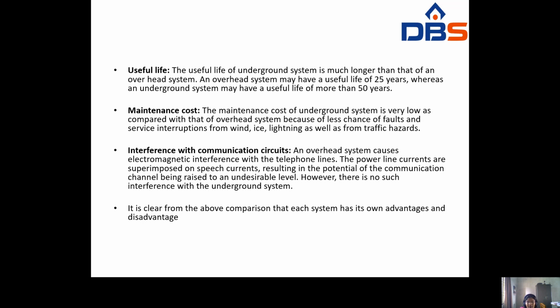So whenever there is interference with the telephone lines, the power line currents are superimposed on speech currents, resulting in the potential of the communication channel being raised to an unreachable level. However, there is no such interference with the underground system. So there is no interference with communication circuits from the underground system.